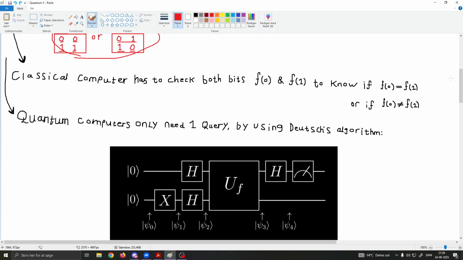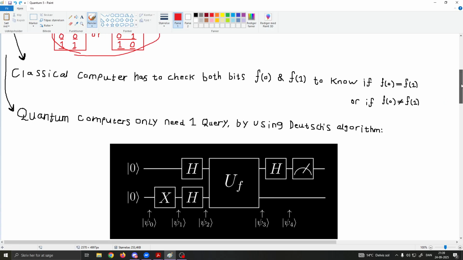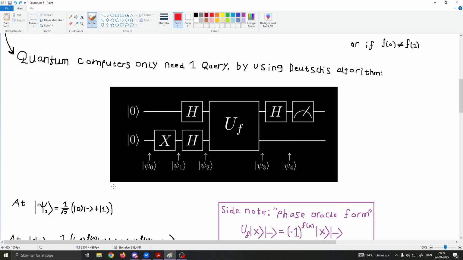Now, Deutsch's algorithm actually demonstrates that quantum computers, compared to classical computers, only need one computation or one query to determine whether the function is constant or balanced, not two like classical computers. And the way that this works is via Deutsch's algorithm, which is the one we see right here.